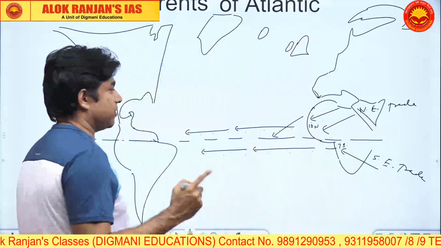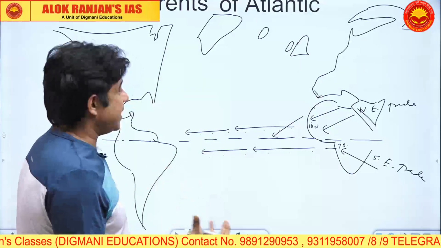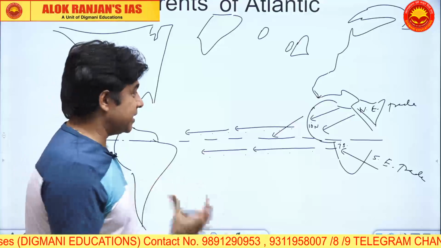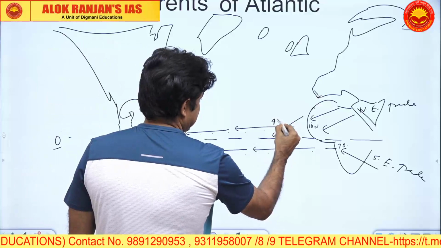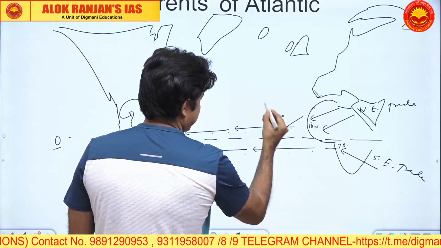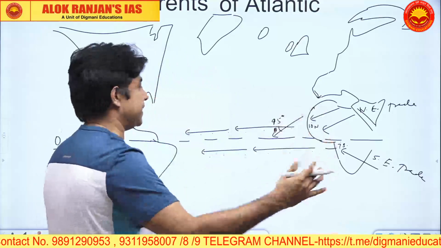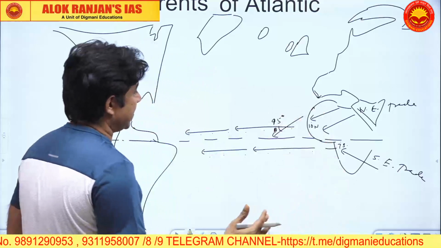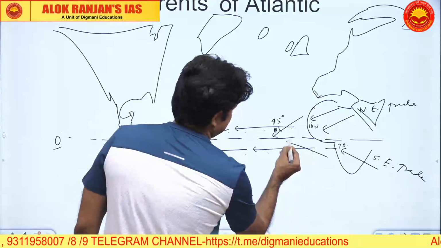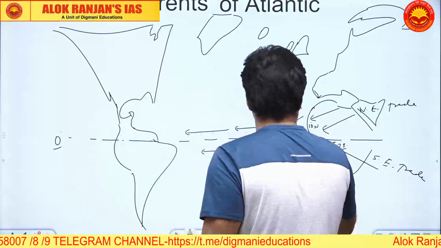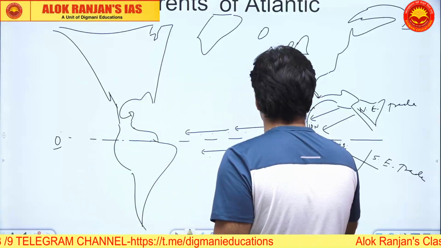But you remember from Ekman's spiral law that the currents will deviate at a 45 degree angle. So this theta angle is 45. So rightward deflection, 45 degree angle deflection, and this is how you have it. Now here you have these currents, and this is the leftward deflection. This theta angle is also roughly 45.